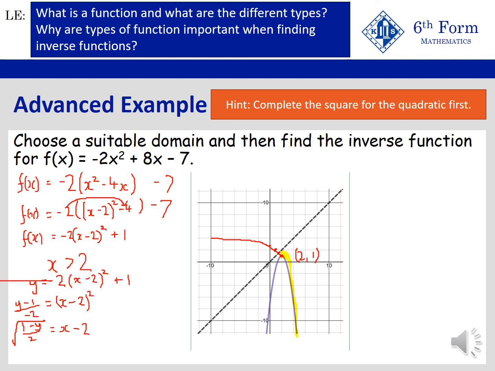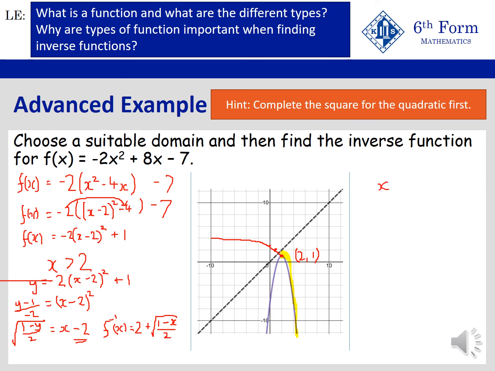So we've nearly finished our rearrangement. If we try and write it in the correct notation, so if we're going for f to the -1 of x, that is going to be, because we have this -2 on the end here, we need to +2, and then we're going to add on the square root of (1 - x) over 2, and we've swapped the x's and y's. So this would be our inverse function when we're dealing with x greater than 2.